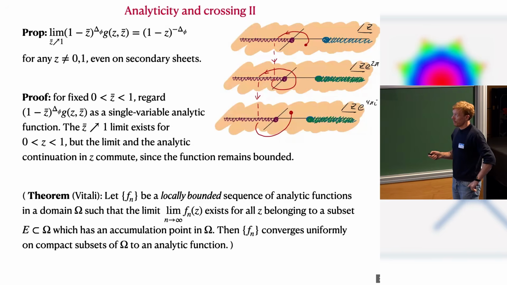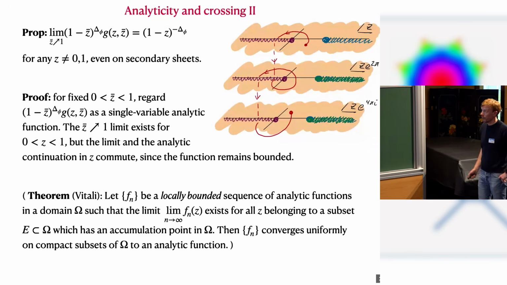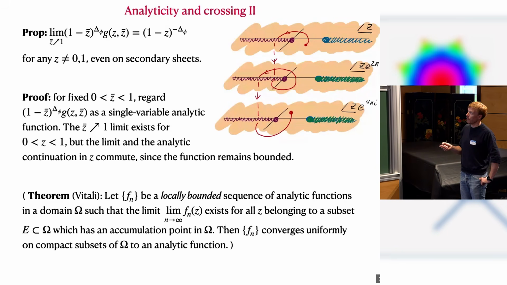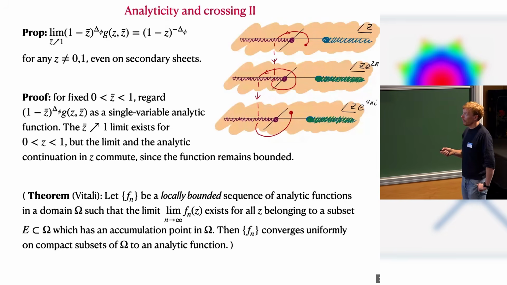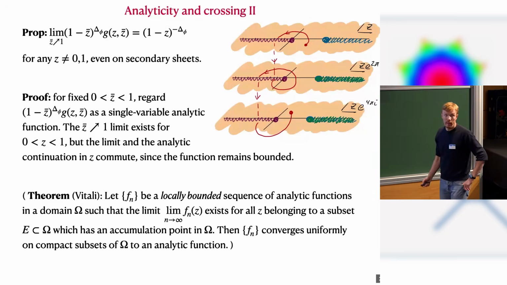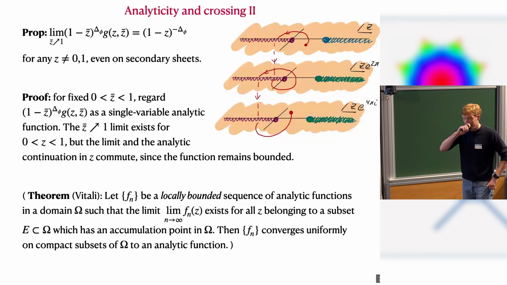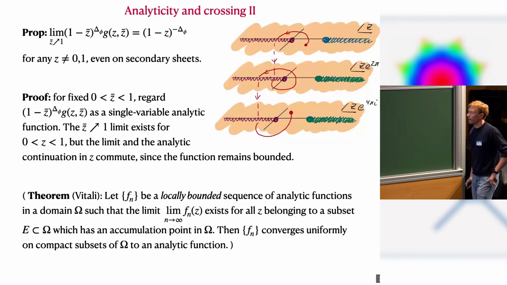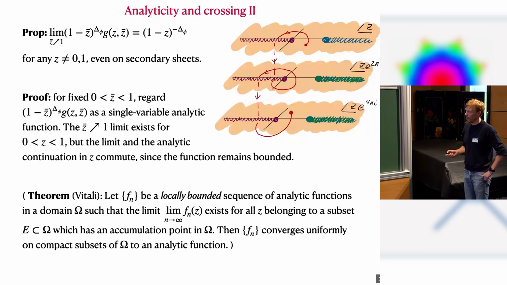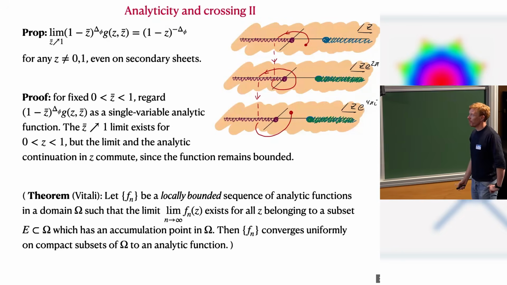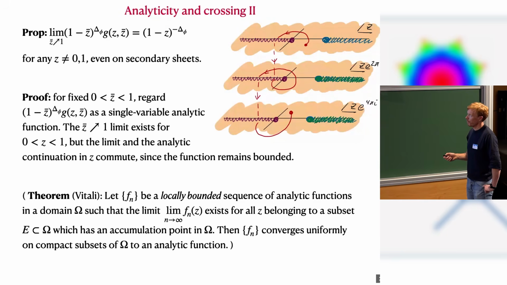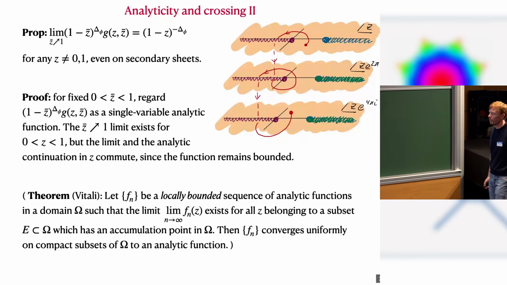Well, this limit as z bar goes to 1 exists for z between 0 and 1 because that's where we have the cross-channel expansion that converges, and it's exactly this thing. But now I claim that the limit and the analytic continuation in z actually commute, and that's just because the function remains bounded. That relies on a little theorem by Vitali, which follows from Montel's theorem, if you know that. It says that if you take a bounded sequence of analytic functions, in fact it can only be locally bounded, that's totally fine.